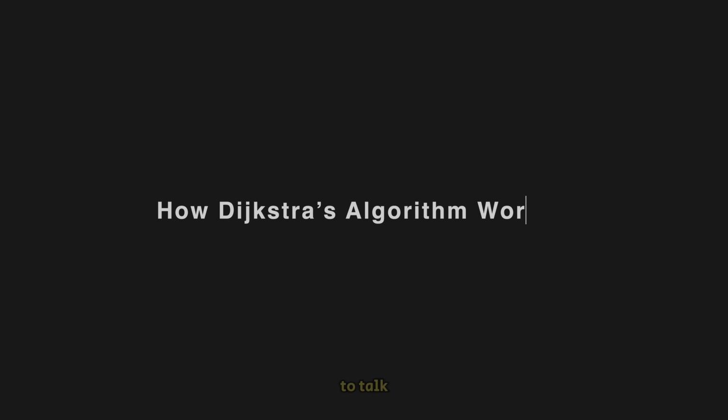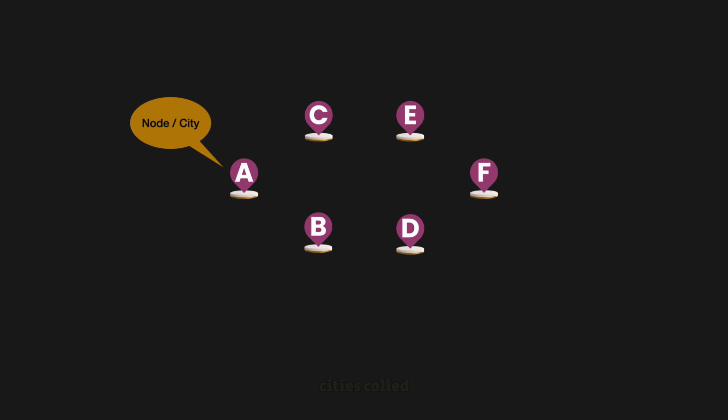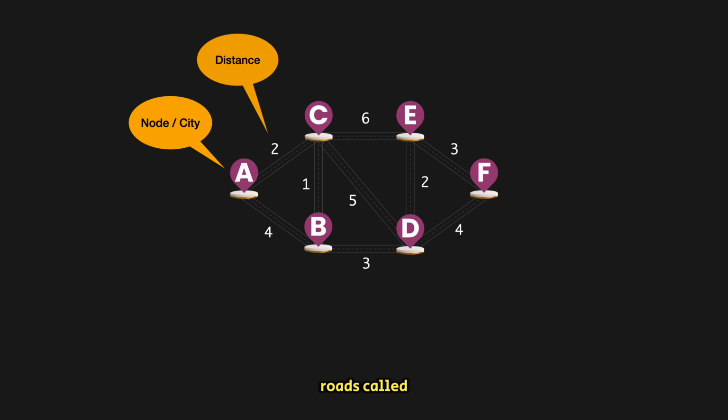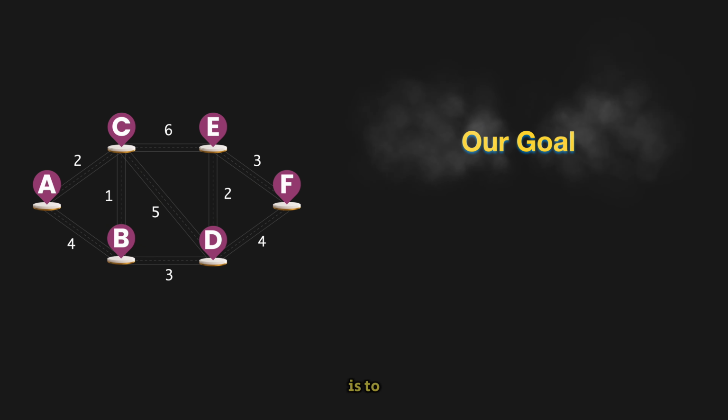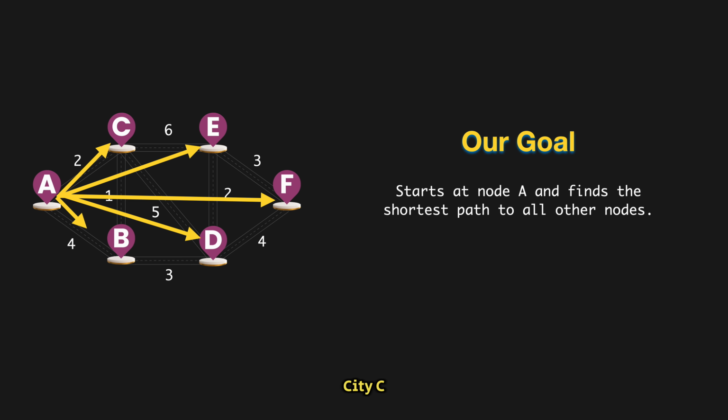Today, we are going to talk about Dijkstra's algorithm and how it works. Imagine you have a map of cities called nodes connected by roads called edges. Our task is to find the shortest distance from one city, let's call it City A, to all the other cities like City B, City C, and so on.